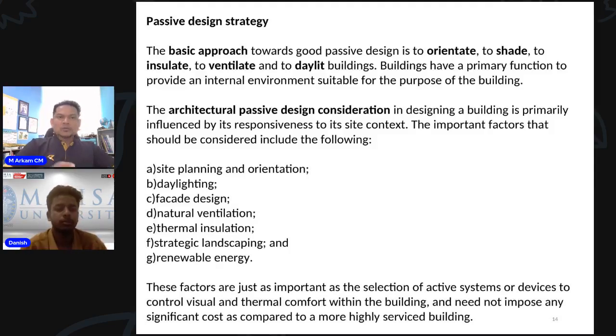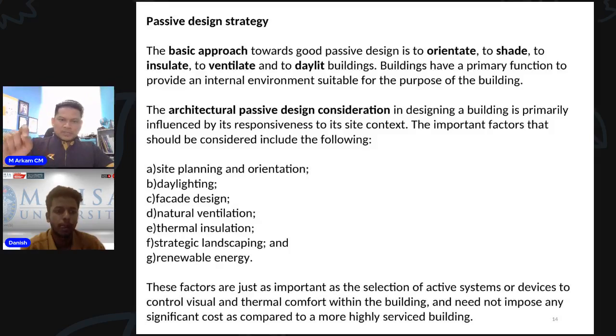If possible, if you want to construct a new building, of course, you have that luxury. If it is an existing building, you cannot do any other orientation, it is fixed there. But something can be improved or adopted: daylighting, facade design, natural ventilation, thermal insulation, strategic landscape, and renewable energy, if possible. But again, I will not talk about the RE now.